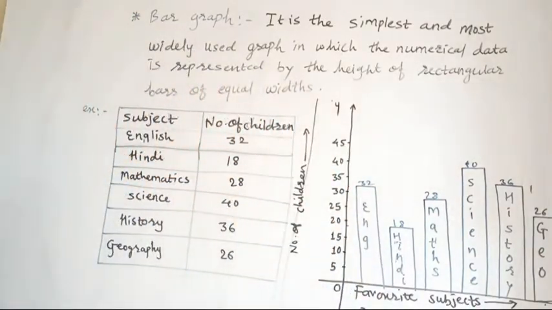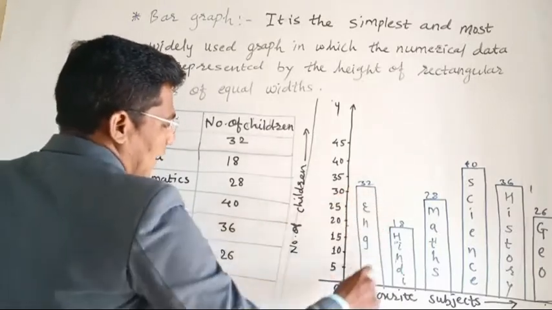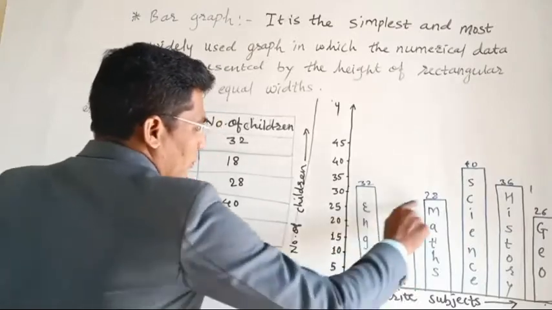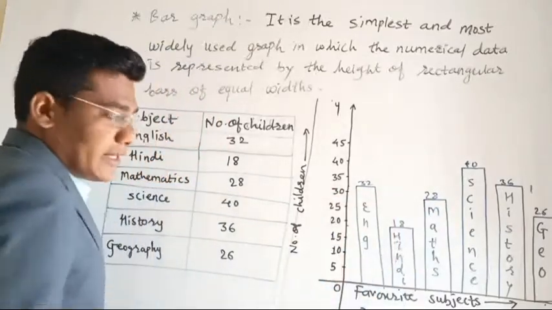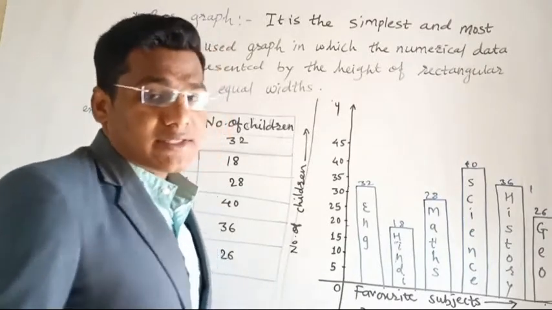The second one is what? The height of a bar is proportionally drawn according to the number it represents. Here 32 students were there, so I drew 32. Here 18 were there, that's why I drew 18. Here 28 were there, here I drew 28. So this is how we have to draw a proportional height of the bars.